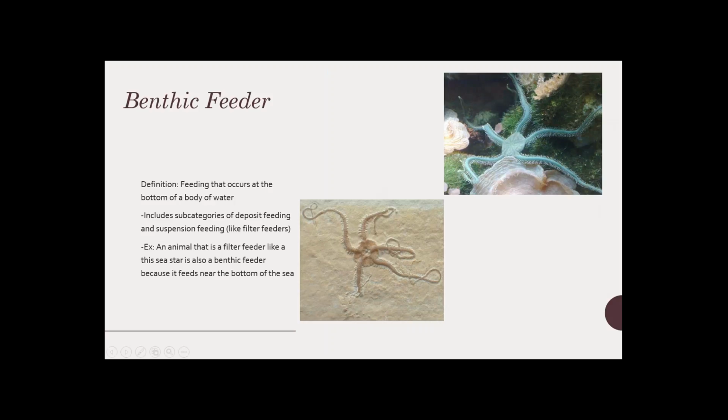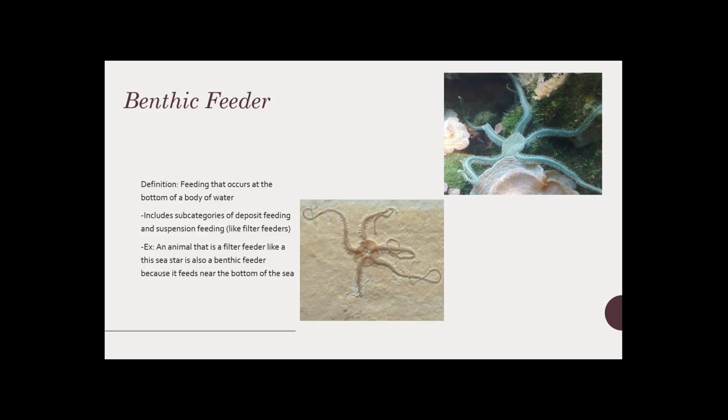All right. And the next thing we're gonna go over is called a benthic feeder, and this type of feeder is the opposite of a pelagic feeder. Basically, it just means that the animals feed either at the bottom of the water in the sand or on the coast. So everything but the middle area is considered a benthic area in the ocean. So within that category, we do have other types of feeders, such as deposit feeders and suspension feeders.